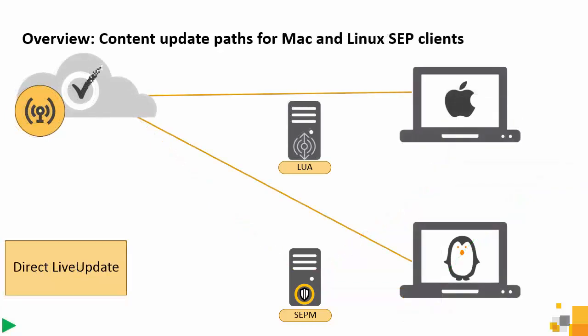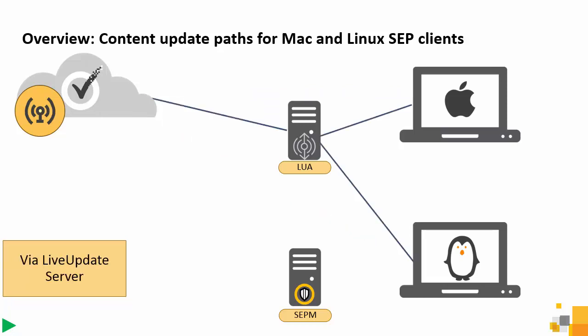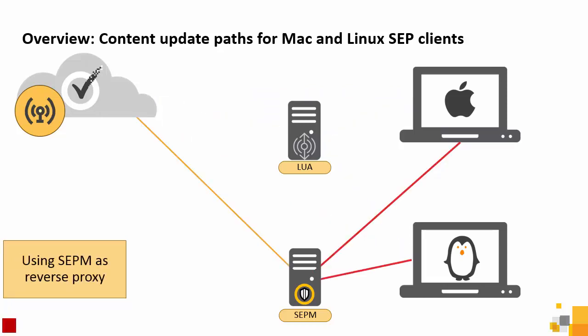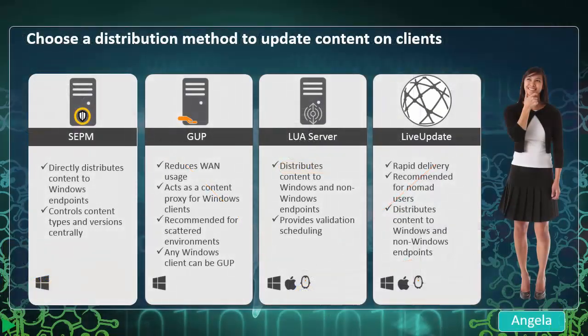Mac and Linux clients can retrieve content only through Live Update. However, Live Update can be configured to point to multiple content sources: directly to the internet, using an internal Live Update server, or using the SUPM configured as a reverse proxy. Choosing a content distribution method relies on the client's operating system. Windows clients have the largest choice to match the most demanding environmental constraints.